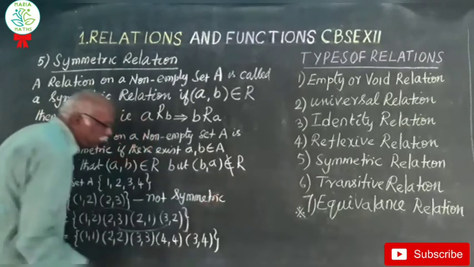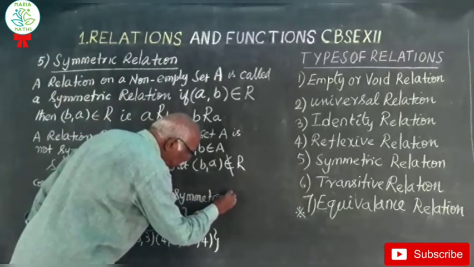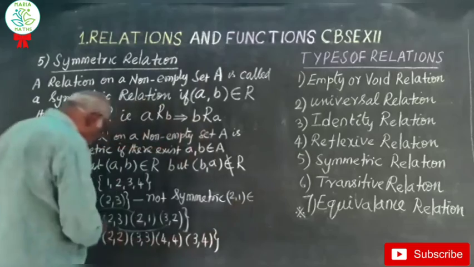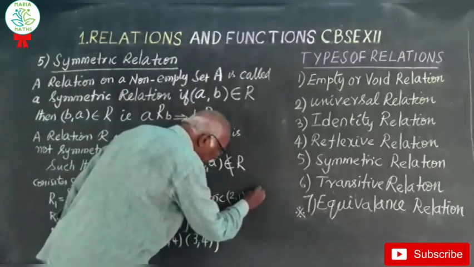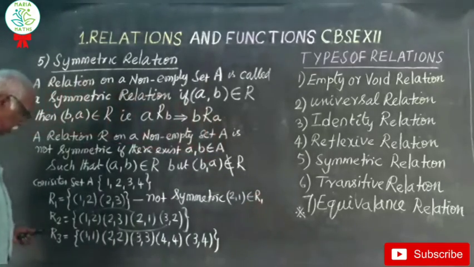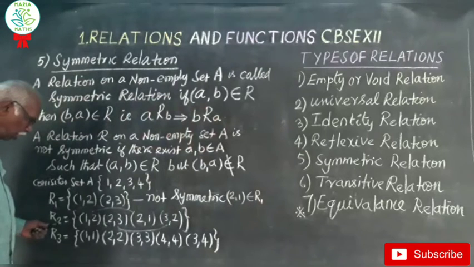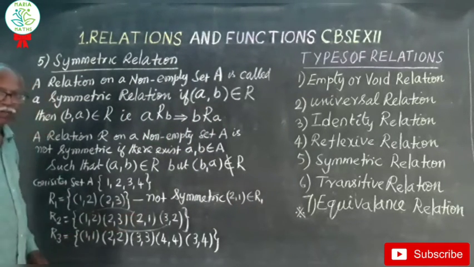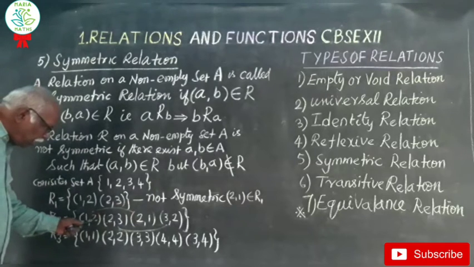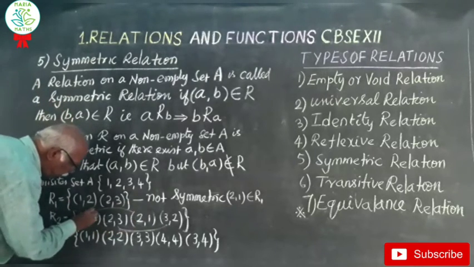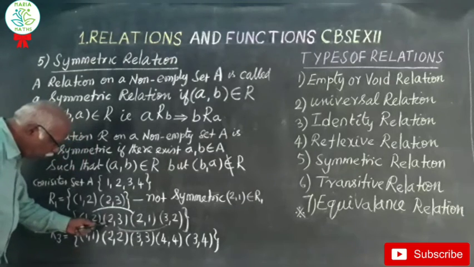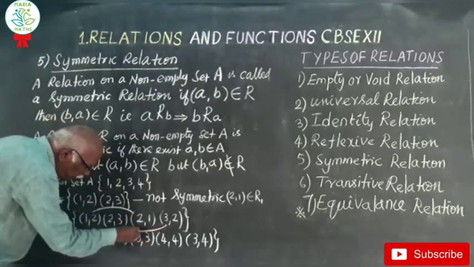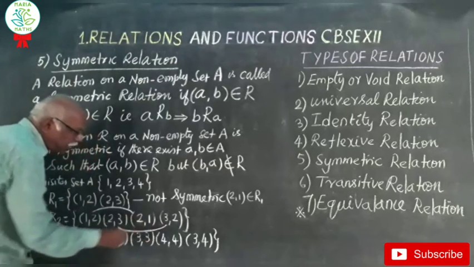It is not symmetric. Say (2, 1) does not belong to R1. Consider the relation R2 = {(1, 2), (2, 1), (2, 3), (3, 2)}. (1, 2) is there, (2, 1) is also there. (2, 3) is there, (3, 2) is also there. Therefore, this is a symmetric relation.